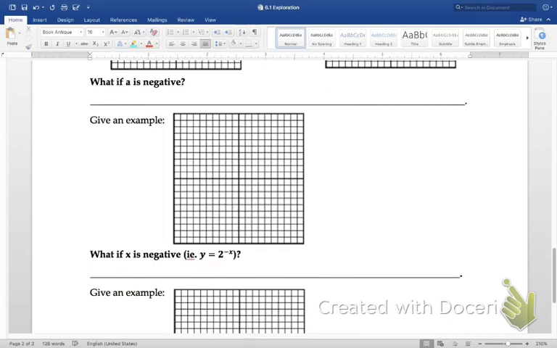Now, what's going to happen whenever a is negative? So again, same thing. Y is equal to a times b to the x minus h power plus k. So if a is negative, what do you think? What's happened before whenever our a value is negative, if there's a negative in front of my entire function? Flips it over the x-axis, right? So it's going to flip it over the x-axis just like it's done a million times before this.